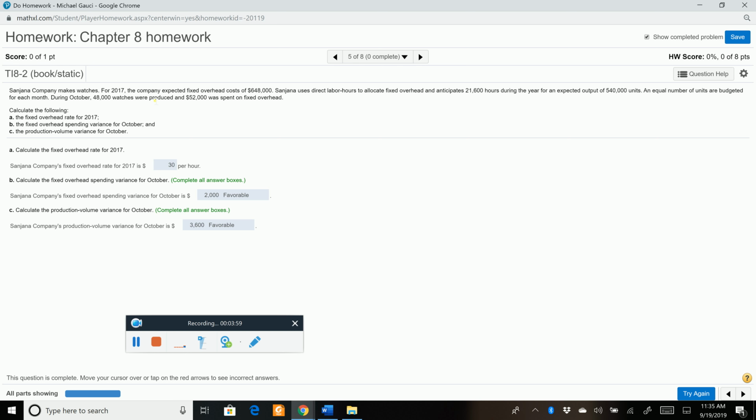So if I take 0.04 times 48,000 times my hourly rate of $30, you get $57,600. That's the amount we allocated to the WIP account. But remember, the budget for the month was $54,000. That is a $3,600 variance, also favorable in this case. So with fixed overhead, we have to figure out a spending variance and also what's known as a production volume variance.